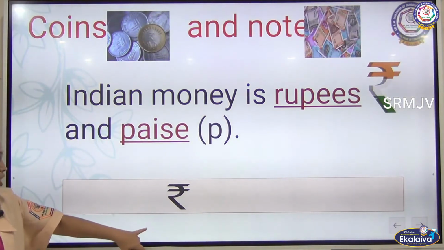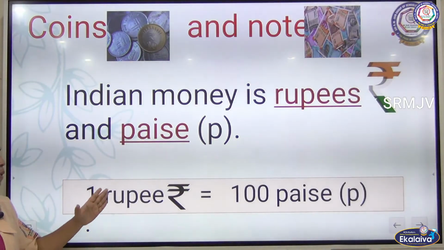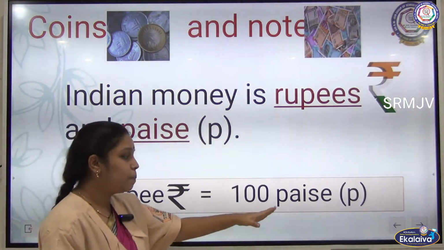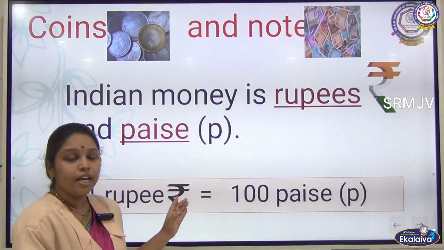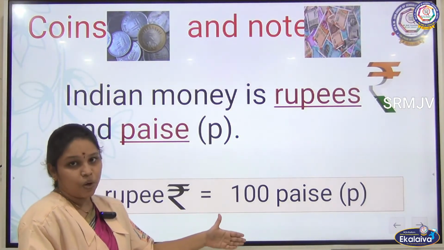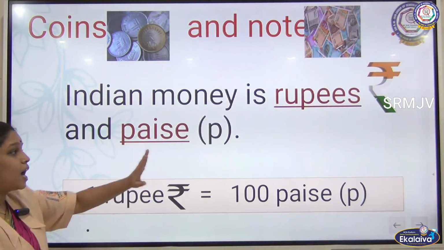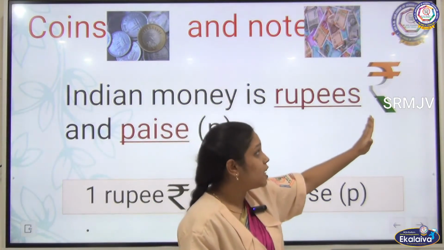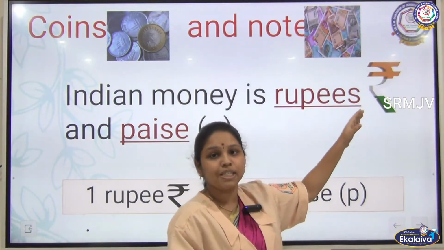And one more thing, children, 1 rupee is equal to 100 paisa. In 1 rupee there are 100 paisa. Okay, this is the Indian money, and this one is important. It's the Indian rupee symbol.